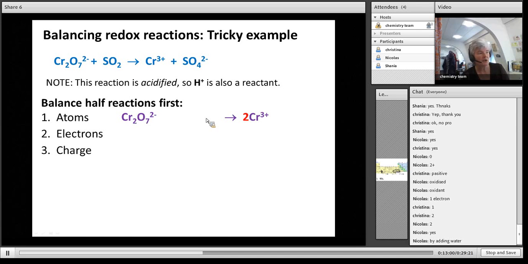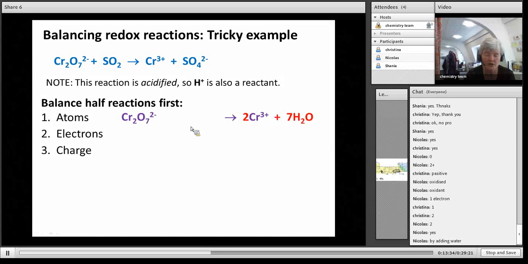So here what I need to do is first balance atoms, two chromiums on this side, so two chromiums on that side, I add a 2. Now I need to add water. I've got 7 oxygens, so I need to add 7 water molecules. Because can you see that gives me 7 oxygens? Okay. But by adding water, I've now added hydrogens. So how can I make sure I have hydrogens on the left-hand side?